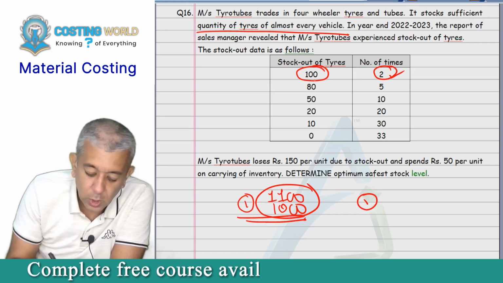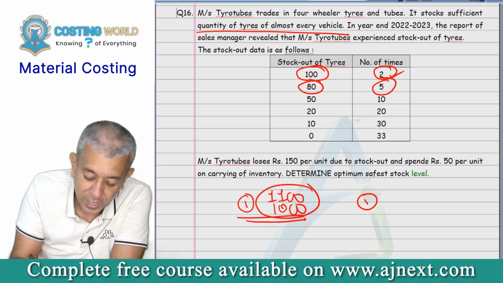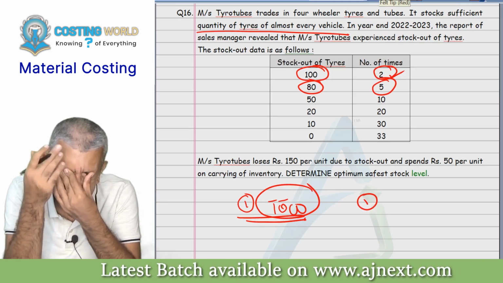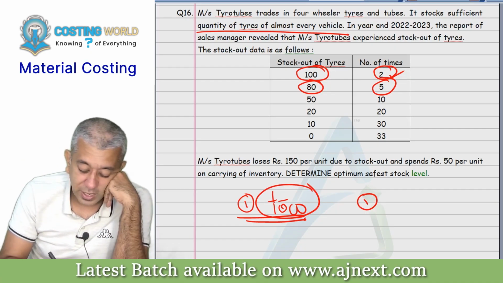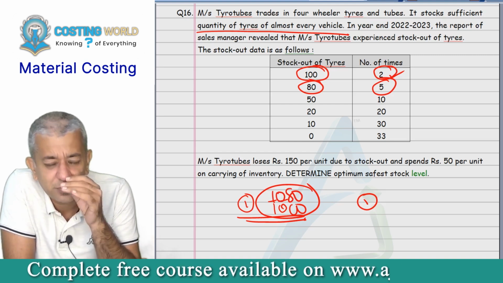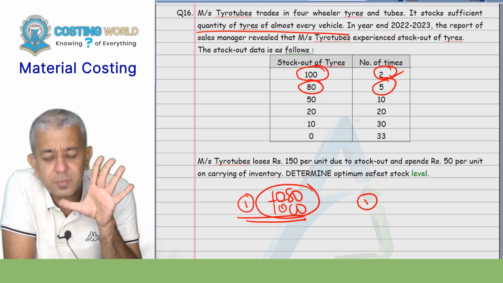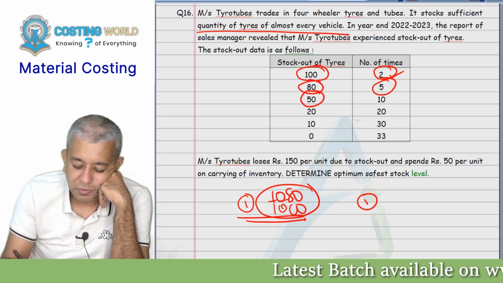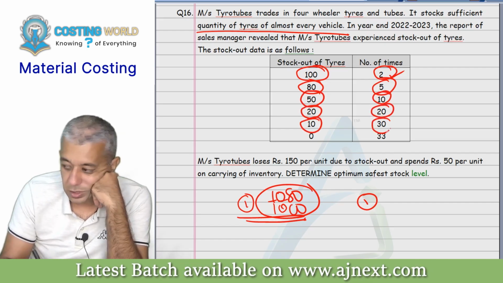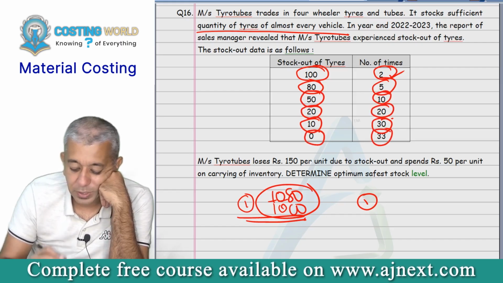Same way, stockout of tires in this particular case was 80, and that happened 5 times. I'll give you the example of that also. I had stock of 1000, which is any number here. Suddenly one day demand came for 1080 tires. Can I say there will be a stockout of 80 tires? And this happened 5 times in a certain period. Same way, stockout of 50, 10 times. Stockout of 20, 20 times. Stockout of 10, 30 times. And stockout of 0 tires happened 33 times.